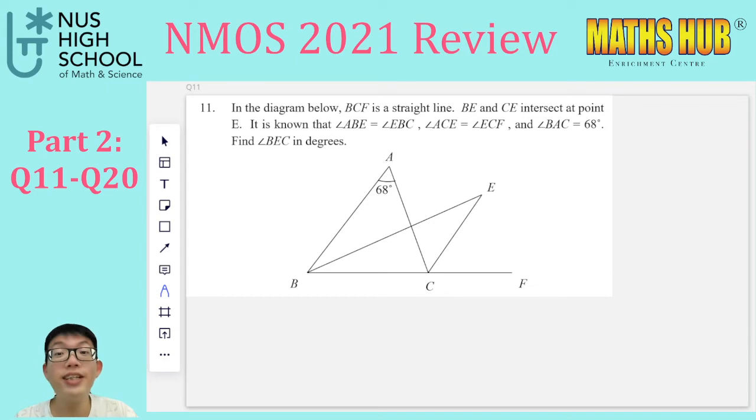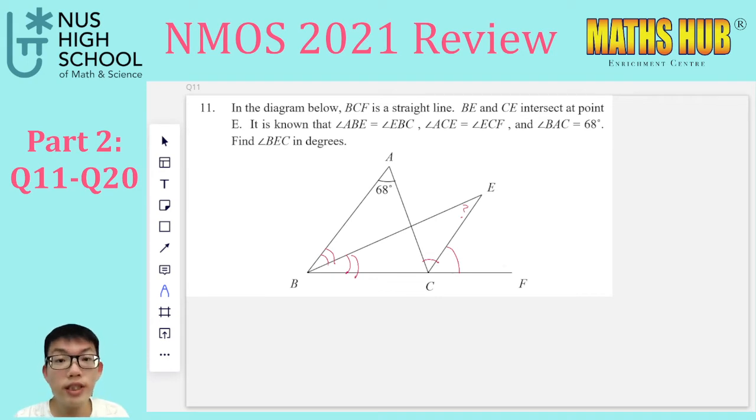Okay, so question 11, we're given a straight line. BE and CE intersect at point E, and you're given some equal angles, which is pretty important, otherwise we have no hope of solving this question. So ABE equals EBC, ACE equals ECF, and we are supposed to find angle BEC.